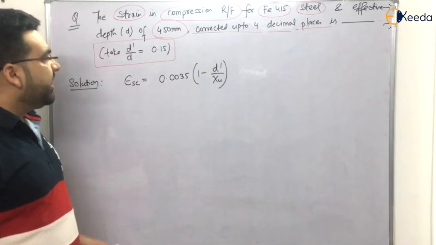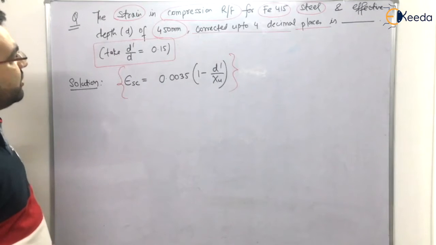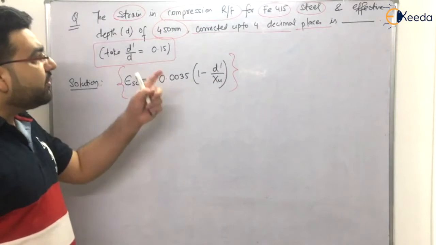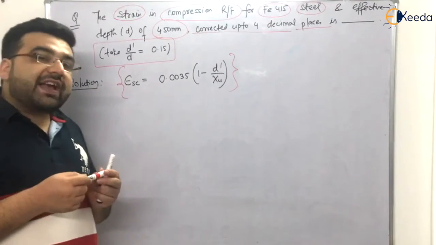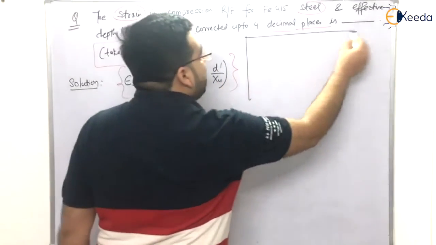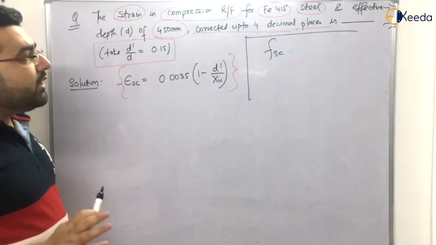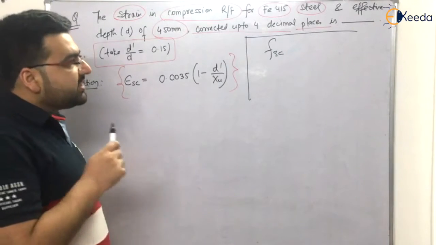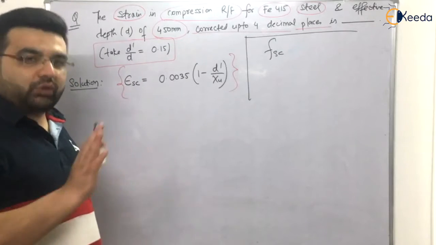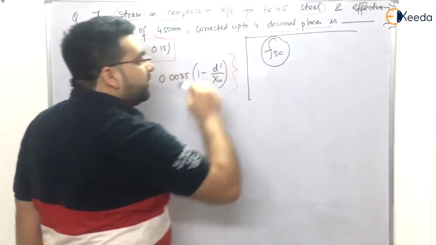Before solving this numerical, you already know this formula, that the strain in the compression steel is given by 0.0035 times (1 minus d dash upon xu). You already know it, right? But before solving this numerical, I would like to tell you a very important thing. In this numerical there is no need to calculate the stress in the compression steel. But this important thing has already been asked in many examinations. It was a theoretical question.